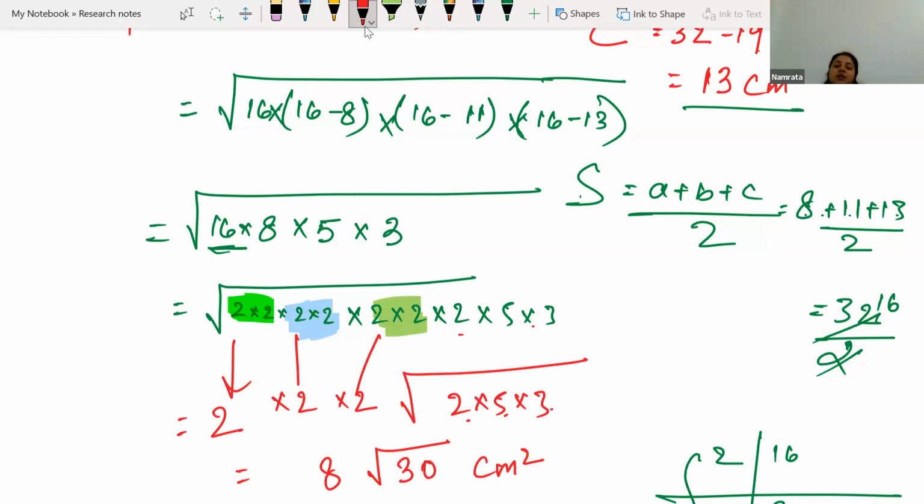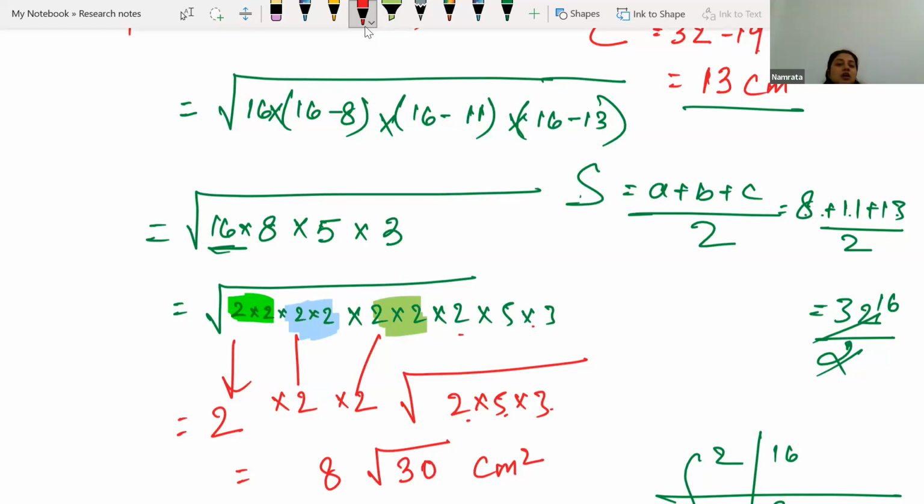So what was given? A value given, B value given, but C was not given. Instead of that, perimeter was given. So we have used the perimeter formula of a triangle and we found the C value, and then we have used Heron's formula for finding the area.